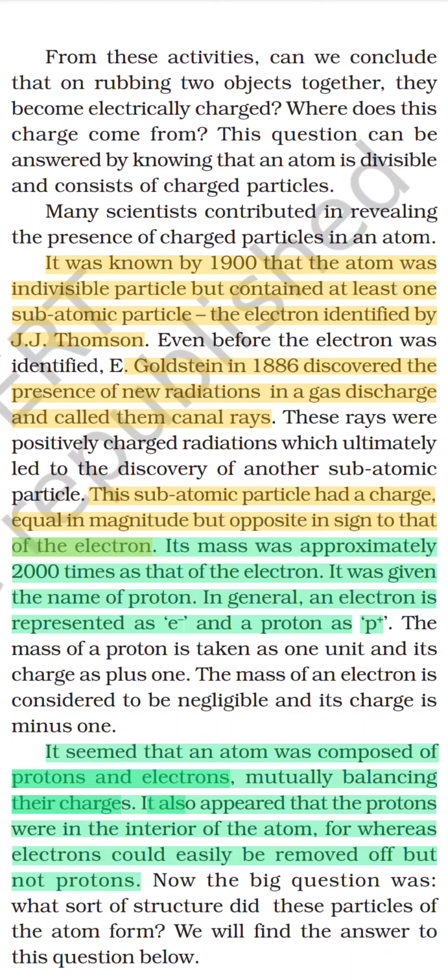This subatomic particle had a charge equal in magnitude but opposite in sign to that of the electron. Its mass was approximately 2000 times that of the electron. It was given the name of proton. In general, an electron is represented as e- and proton as p+.